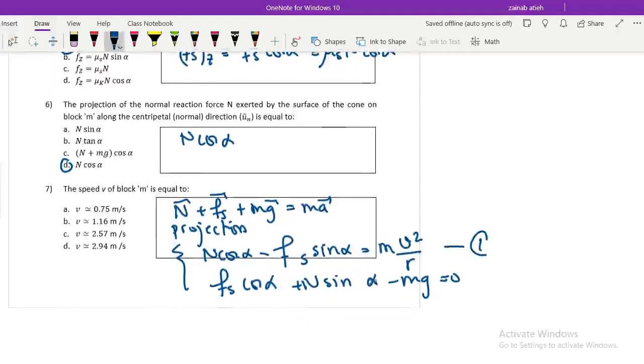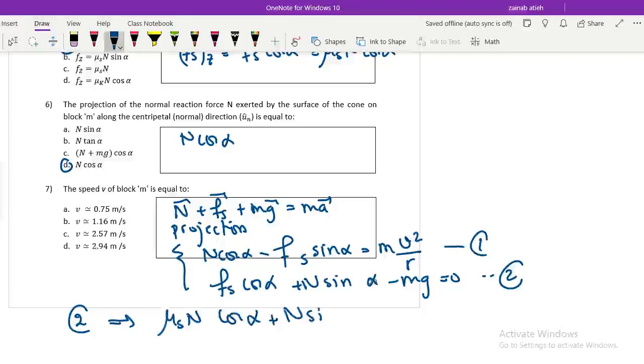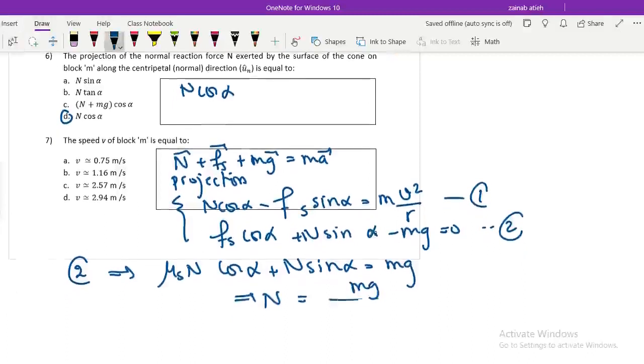Let me call this one equation 2. From equation 2 we will get Fs is equal to mu s N, so mu s N cosine alpha plus N sin alpha is equal to mg, which implies N is equal to mg over mu s cosine alpha plus sin alpha. And this way we found N. Now we can put it in the first equation.